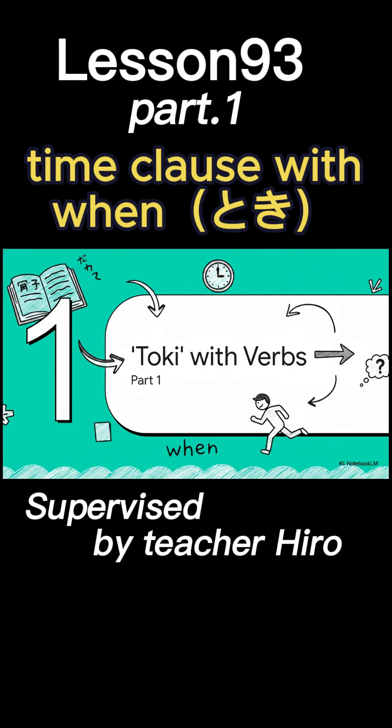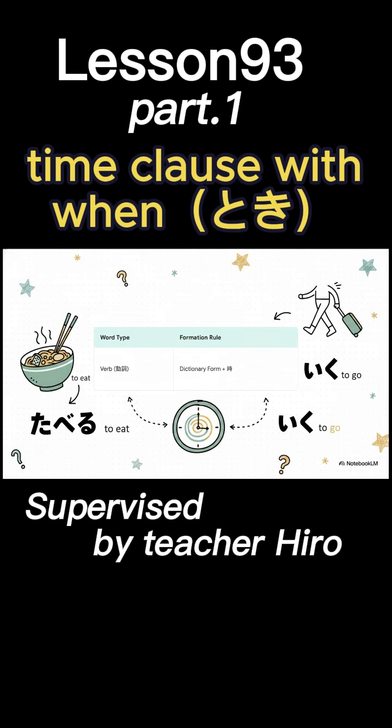All right, let's kick things off with verbs. This is probably the most common way you're going to use Toki. And the best part? The rule is about as simple as it gets. Seriously, it's this easy. You just take the dictionary form of a verb, the basic one like taberu, for to eat, and you literally just place Toki right after it. That's it. No weird conjugations, no extra particles, nothing to worry about.